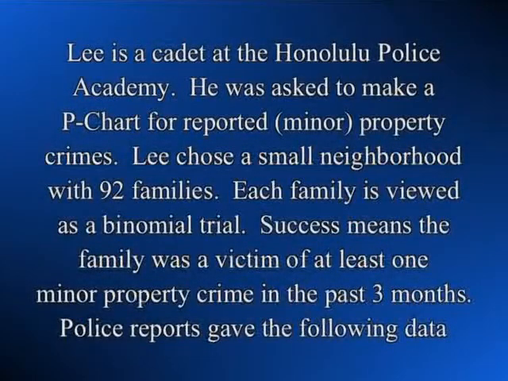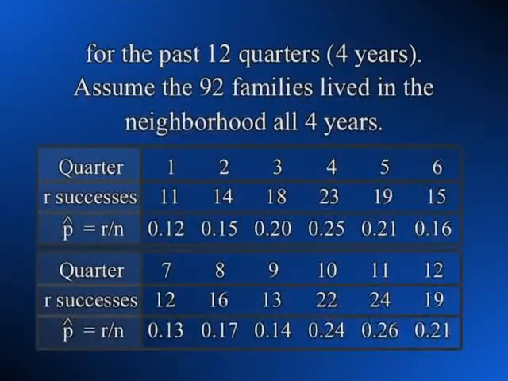Lee is a cadet at the Honolulu Police Academy. He was asked to make a P-chart for reported minor property crimes. Lee chose a small neighborhood with 92 families. Each family is viewed as a binomial trial. Success means the family was a victim of at least 1 minor property crime in the past 3 months. Police reports gave the following data for the past 12 quarters, or 4 years. Assume the 92 families lived in the neighborhood all 4 years.